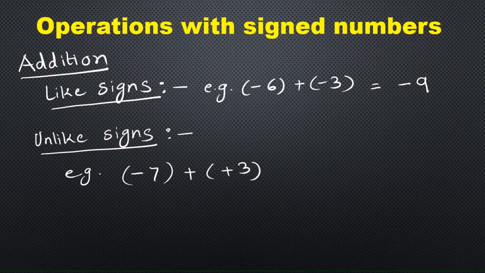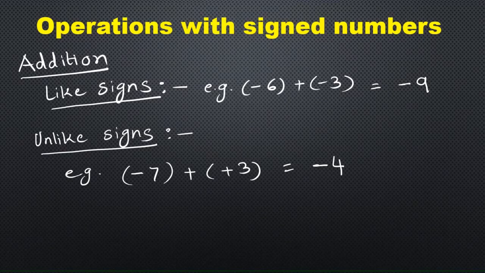So while solving the addition of unlike signs, what do we do? Take the difference of the absolute values and keep the sign of the number with the larger absolute value. The difference between 7 and 3 is 4. So I write 4 here, and the sign of the larger absolute value is minus. That's why I give a minus sign here. So our answer comes as -4, meaning -7 plus 3 equals -4.